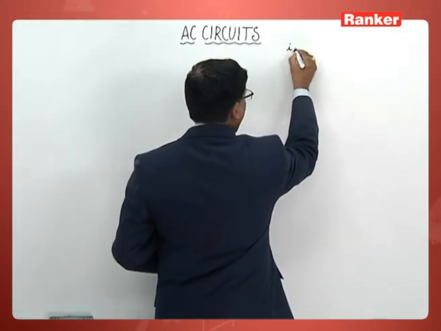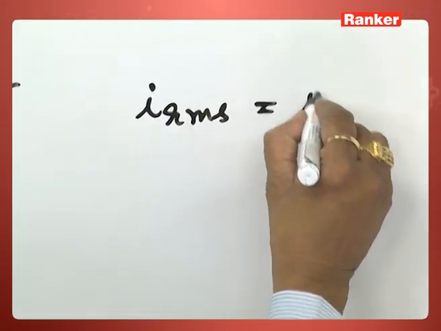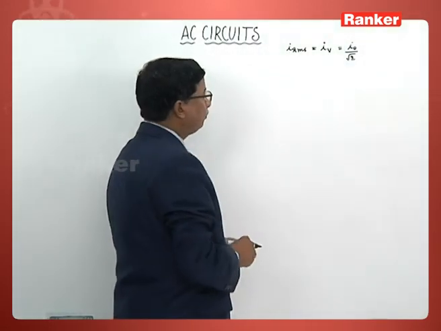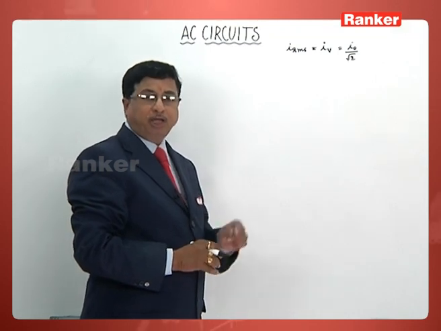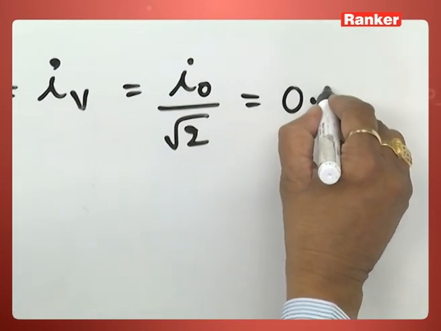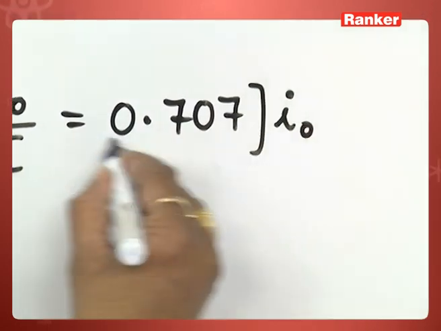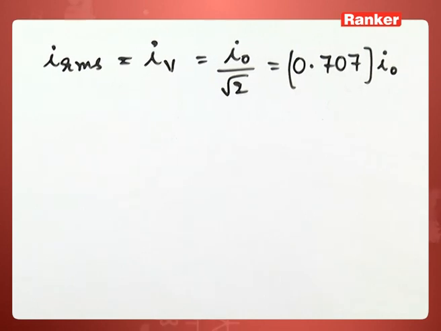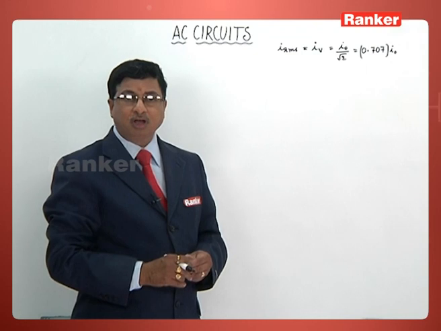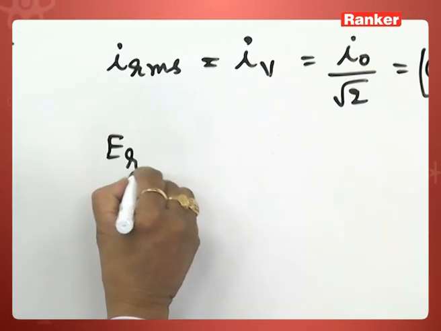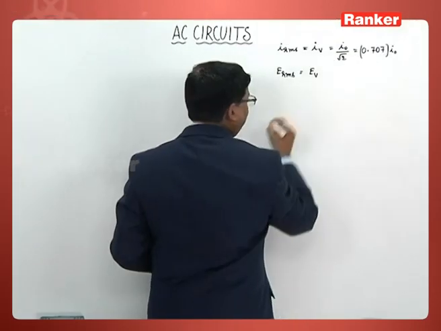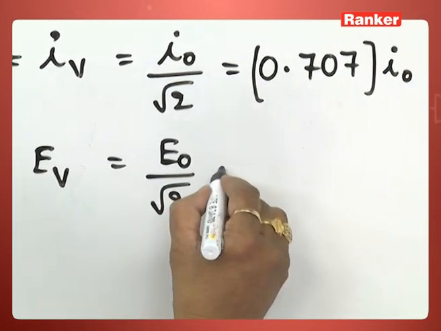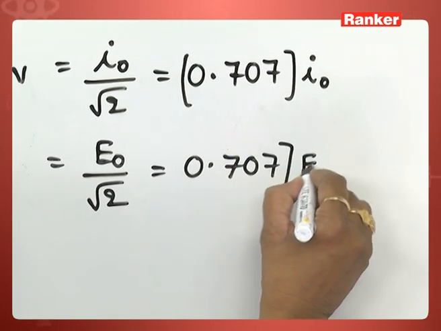If I write here I RMS, in other words we can call it I V, V for virtual, that is going to be I naught by root 2. I naught is the maximum value of alternating current. By root 2, this value is equivalent to 0.707 times I naught. So, the RMS value of current can be represented by I naught by root 2, which is equivalent to 0.707 I naught. Similarly, E RMS, written even as E V, the virtual value of EMF, can be rewritten as E naught by root 2, which also can be written as 0.707 times the value of E naught.